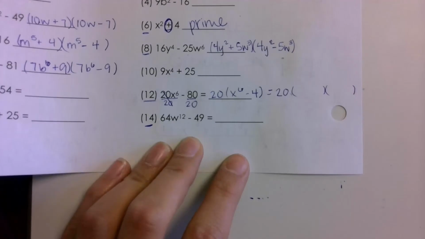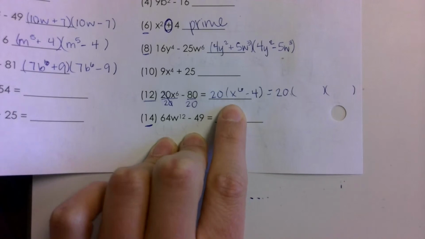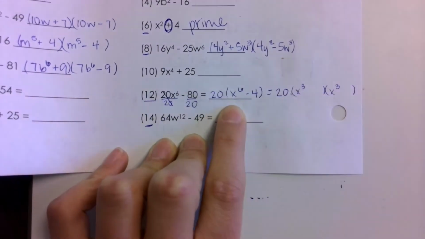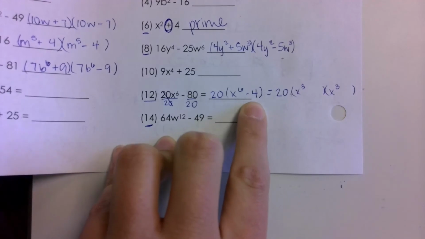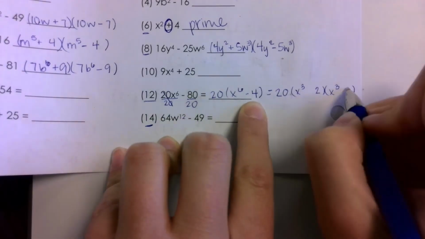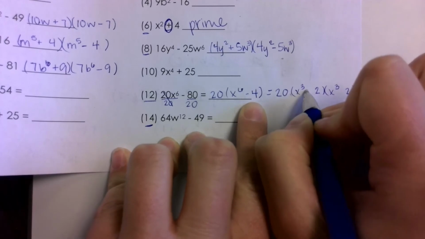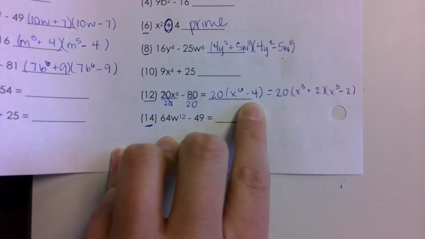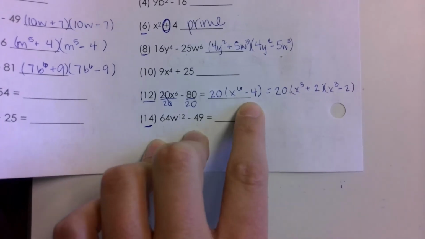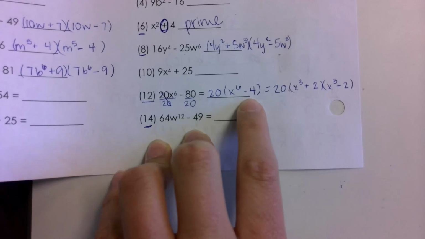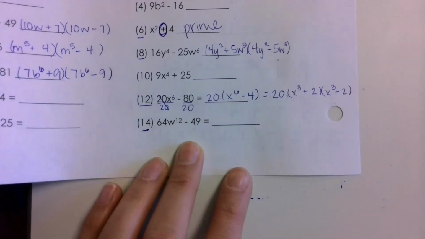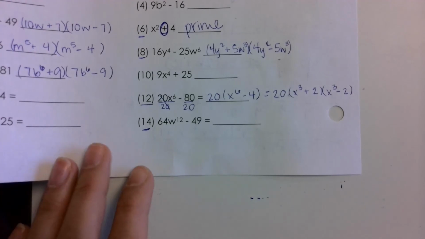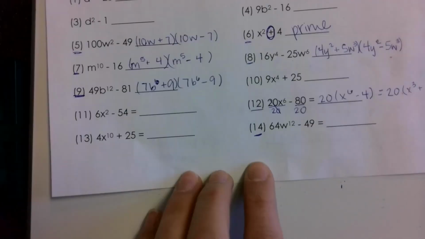What's the square root of x to the 6th? X to the 3rd, x to the 3rd. What's the square root of 4? 2. What are our signs in between? Plus and minus. Questions on that? Anything we're not sure about, don't understand? Do we need to see another one worked out? Alright, so I want you to do the rest on your own. And we'll go over them in just a second.